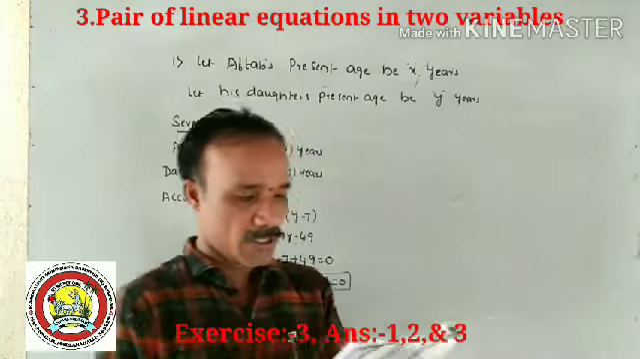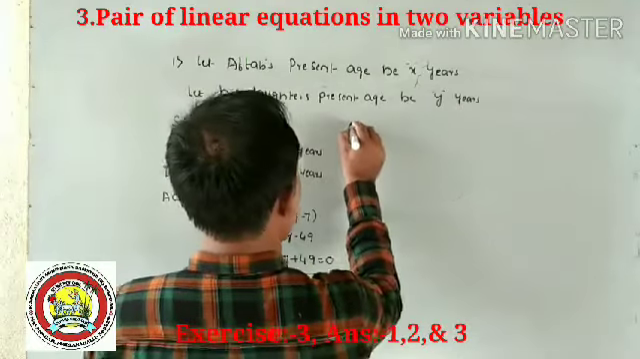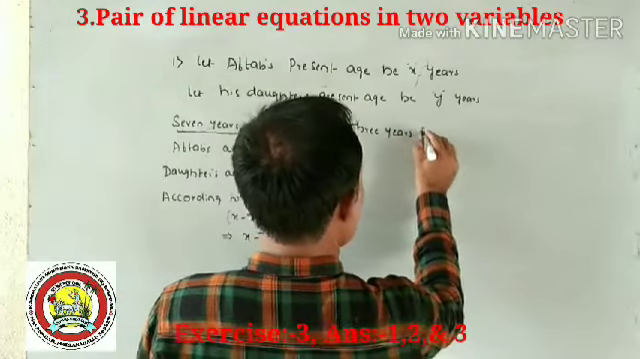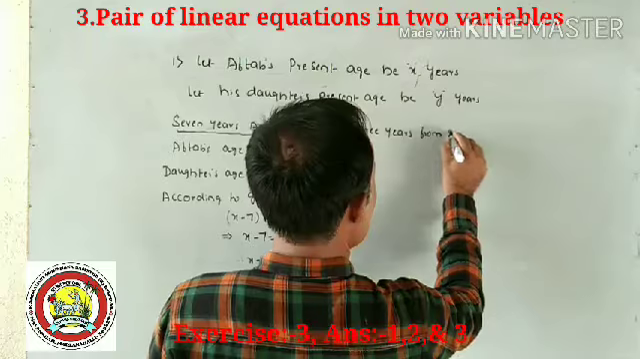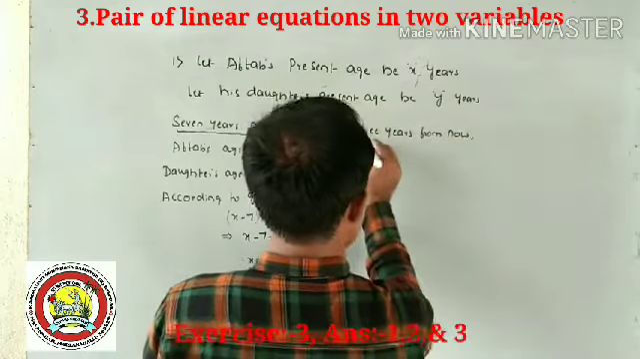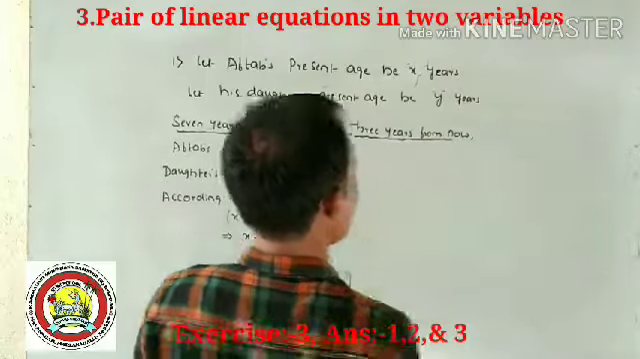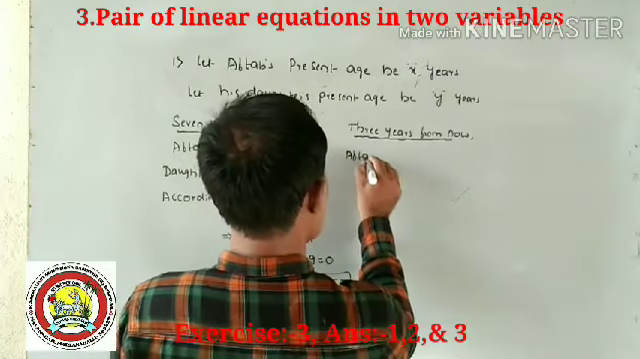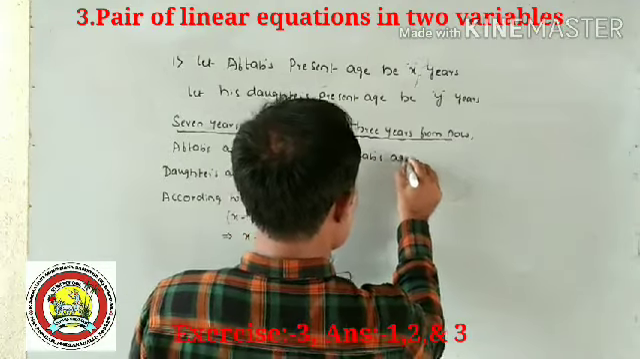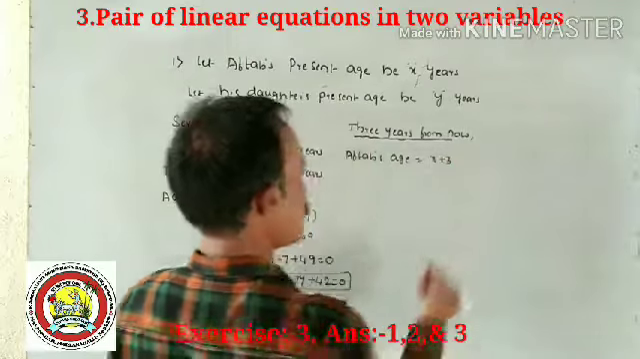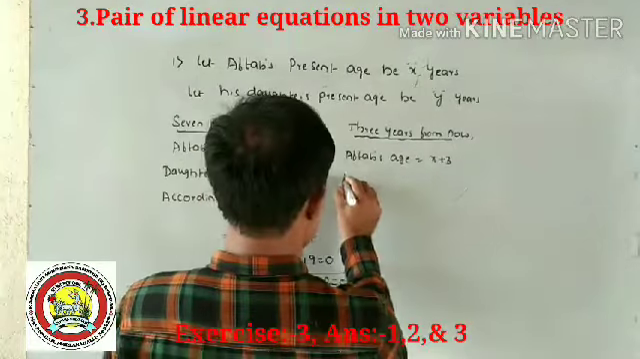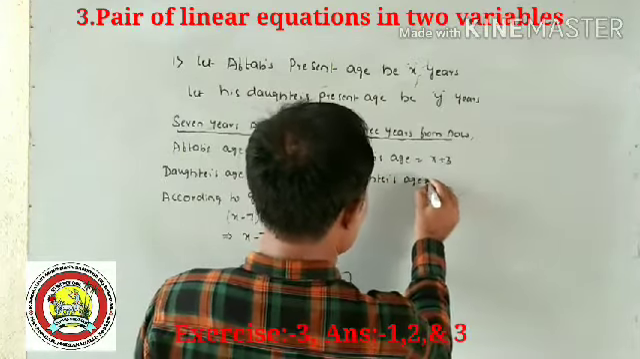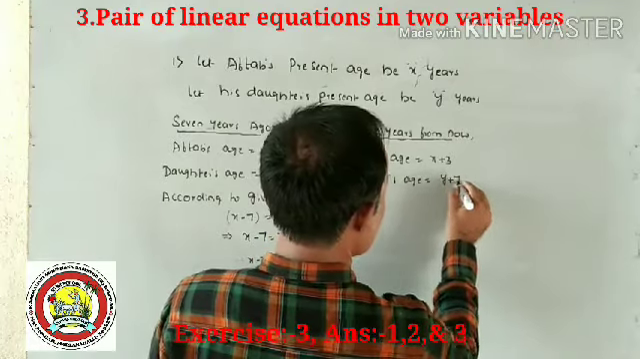Now, the second equation: 3 years from now. I mean after 3 years. So what about after? Present age x, after 3 years, x plus 3. His daughter's age is y plus 3.